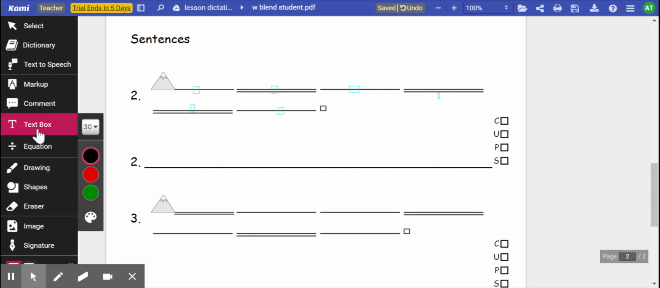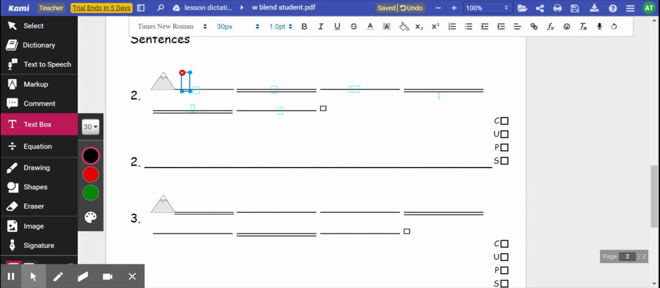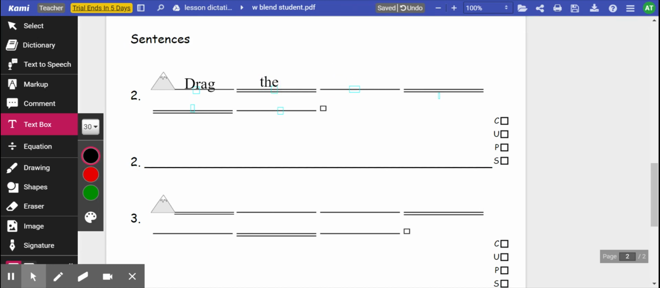All right, let's do it word for word. One word at a time, sound by sound. First word is drag. Drag. So drag is D and R and A is a, G is g. Drag. And don't forget it's capital D because it's next to the mountain. The. How do you spell the again? Oh, T-H-E. Good job.